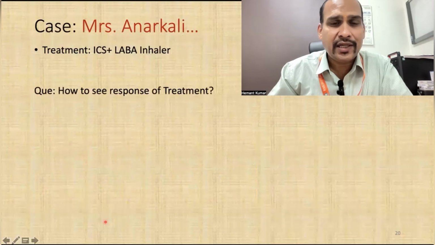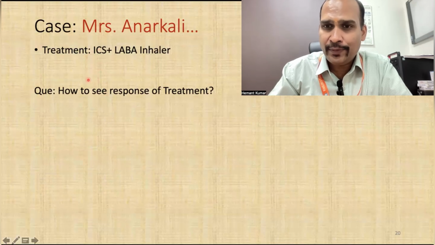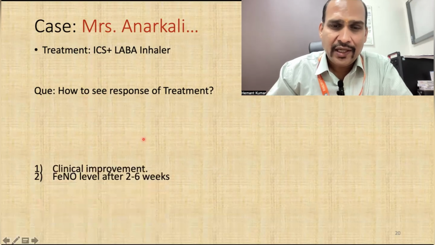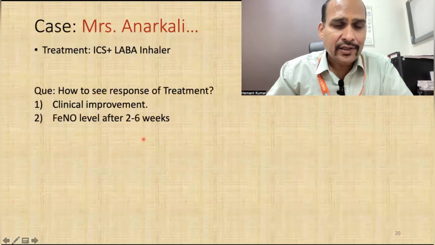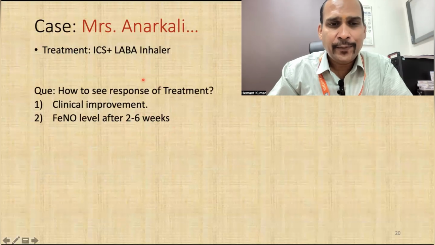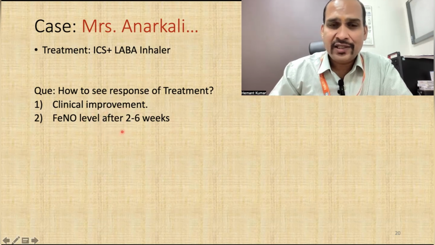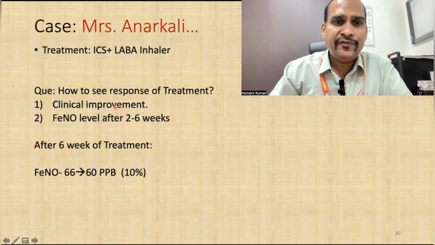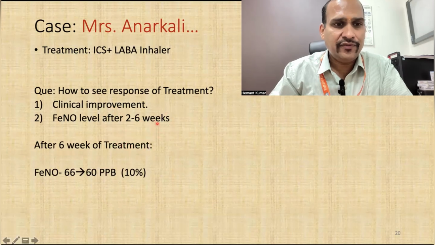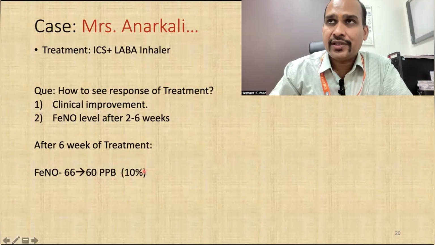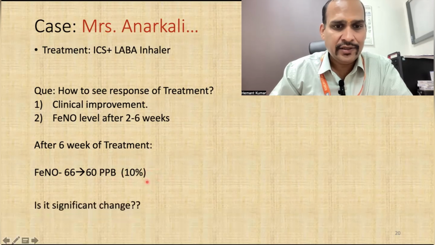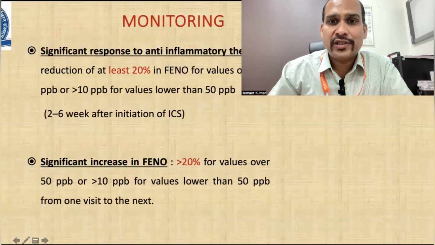So how will you treat this patient? Definitely you will start inhaled corticosteroid because the patient has high FeNO, and after 2 to 6 weeks we have to see the clinical response. Obviously we are seeing this in every patient, and we can repeat FeNO after 2 to 6 weeks. After 6 weeks this lady's FeNO reduced from 66 to 60, a 10% reduction. Is it significant? No, it is not significant.